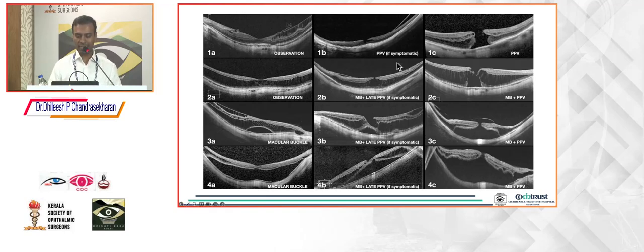And at the intermediate stages, you have the option of treating the patient with macular buckle first, and later on, if the patient is symptomatic, they can be added with vitrectomy. And in stage 2C, 3C and 4C, your treatment of choice would be a combined surgery.